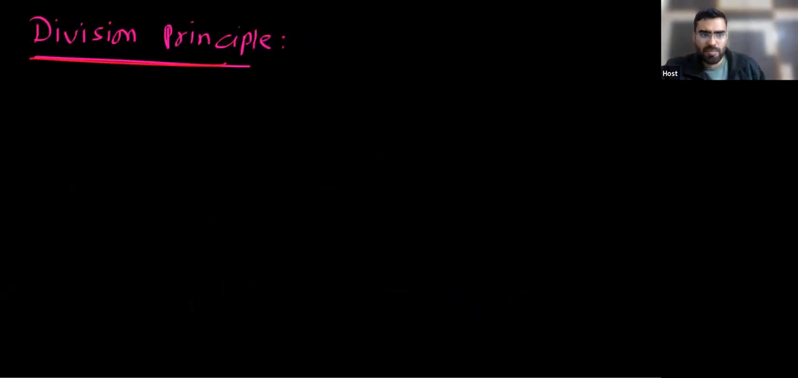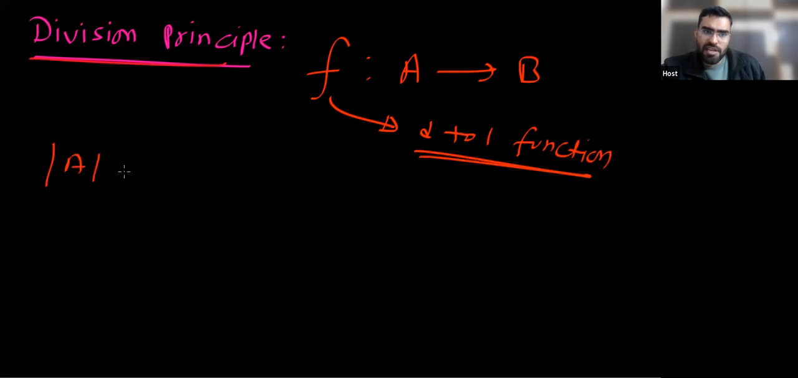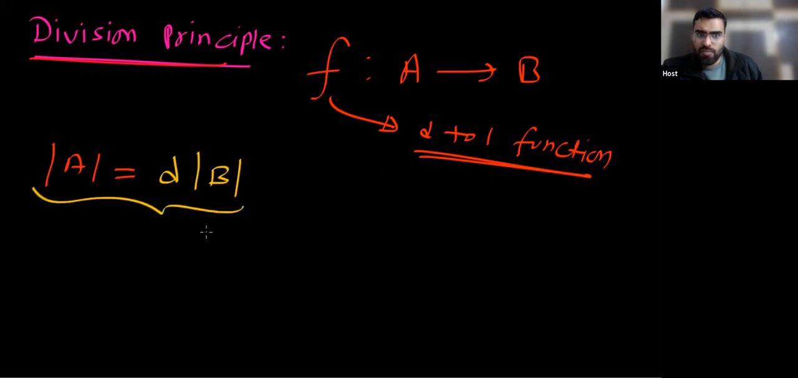Now let's see what is the division principle. This division principle is basically based on a k to 1 function. If you have a k to 1 function, then can you find the cardinality? Let's assume f is a d to 1 function. Then can you tell me what is the cardinality of A? If this is a d to 1 function, then the cardinality of A will be d times the cardinality of B.